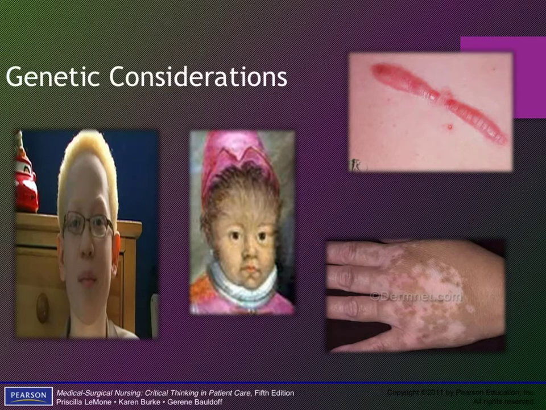These are some genetic considerations. Instead of putting the terminology up here, I put the pictures. In the upper right-hand corner in the picture that I just starred is a keloid. Keloids are elevated scar tissues. They do have a familial tendency.